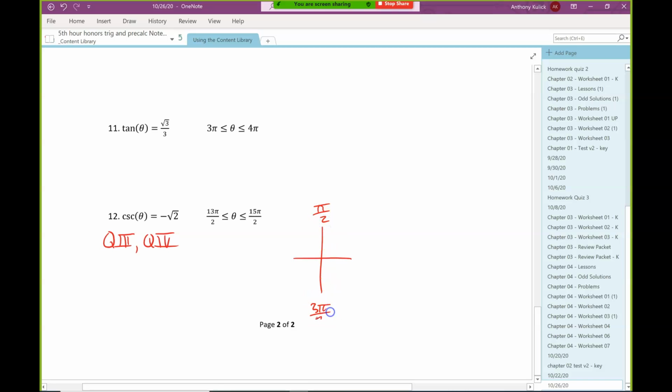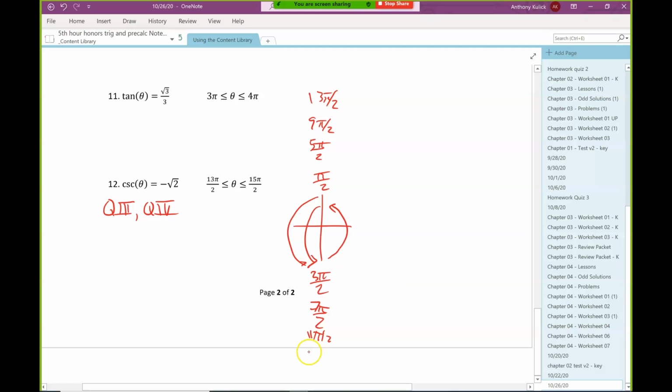So I know that these two are pi over 2 and 3 pi over 2. So if I go from here to here, that's 1 pi. If I go from here to here, that's another pi. So that makes that now 5 pi over 2. And I go here to here, now that's 7 pi over 2. And I go back to here, that's 9 pi over 2. And then 11 pi over 2. And then 13 pi over 2. And then back to here would be 15 pi over 2.